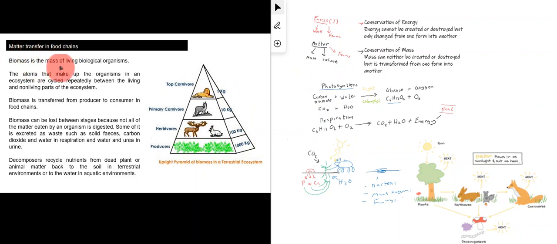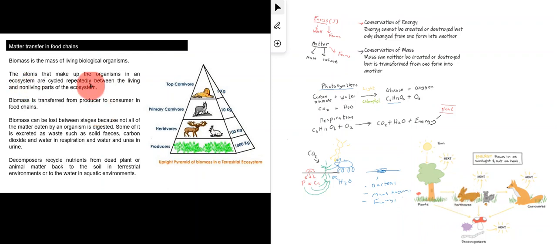So biomass is the mass of living biological organisms. For example, if we take a section of grass, it's made up of matter in the form of grass, and that has a particular mass, because that's one of the properties of matter. So biomass is the mass of living biological organisms. For example, the tree will have a mass, the grass will have mass, the rabbits will have mass, etc.